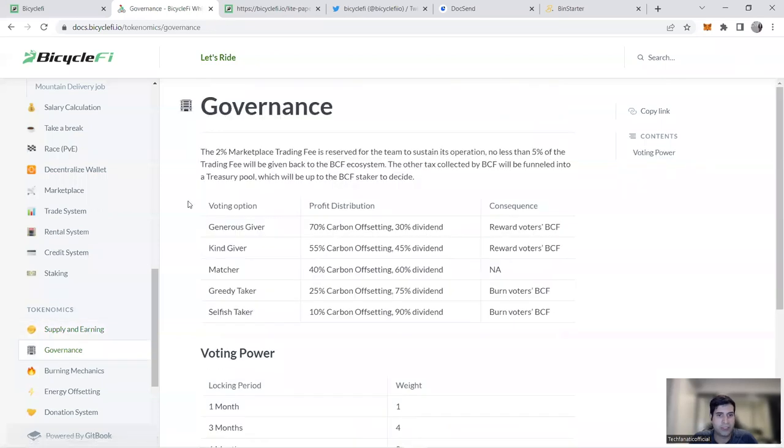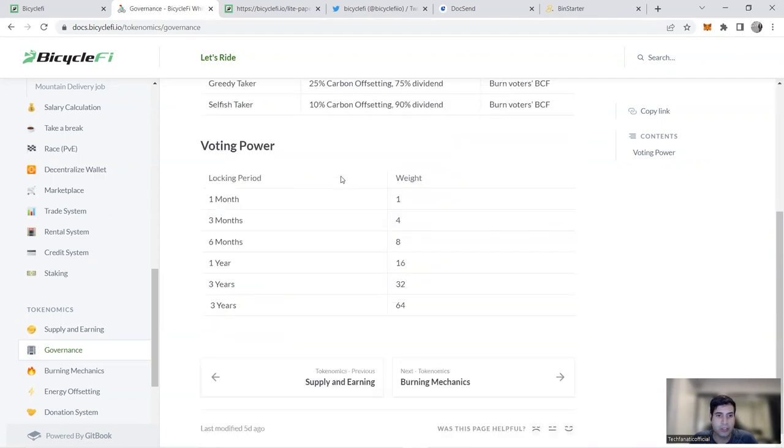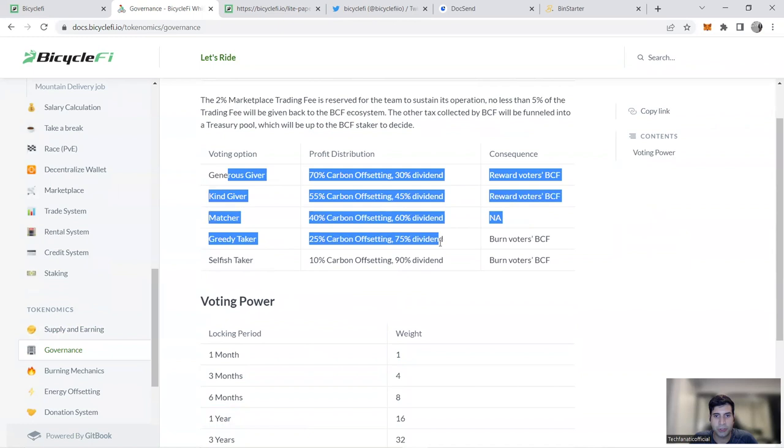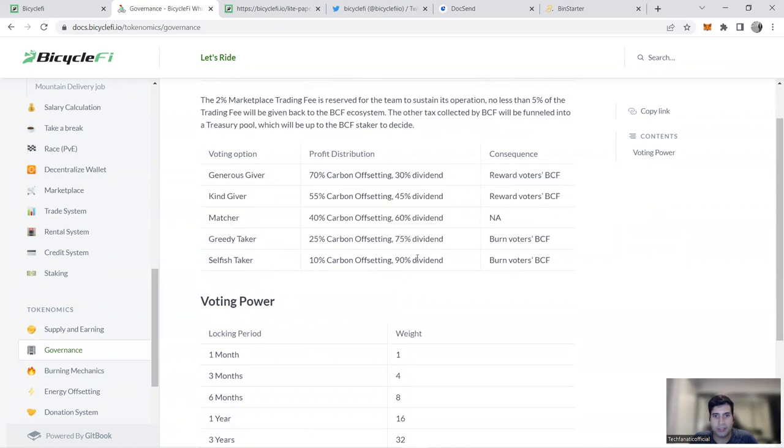Now, there's a governance mechanism as well, that there's a 2% marketplace fee. And they basically have it here to sustain the operation of the project. And also the trading fees, 5% goes back to the BCF system. There's also tax from the funding collected and going to treasury pool. They also have the voting power based on how many years or months you've locked your tokens. They also have voting options on the dividends that you have. So these are the different options that they have.